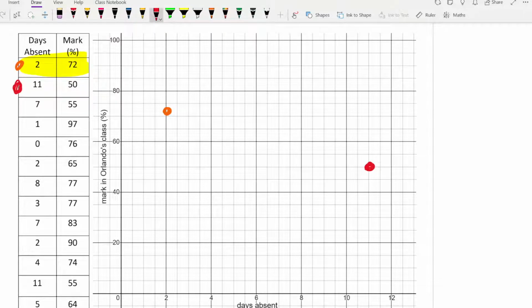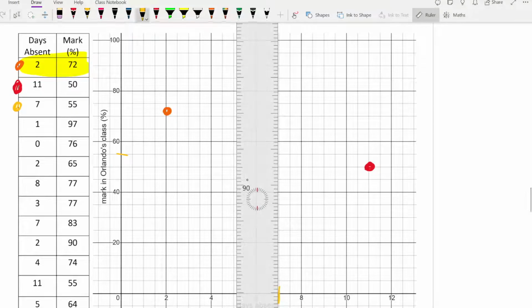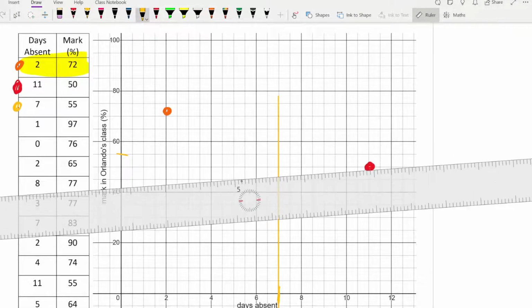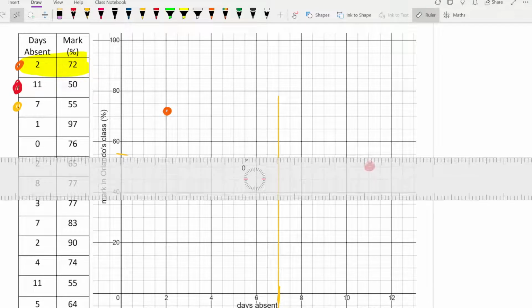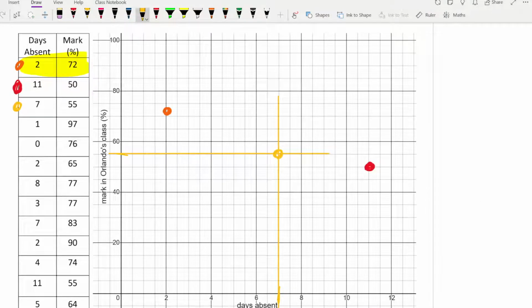We'll do 2 more just to show you. We had another kid who missed 7 days. So 7 would be there. And his mark was 55, which is better than 50, but still not the greatest mark I've ever given. That's okay. He was a lovely kid. I actually know exactly who that is. I was a big fan. But I think he probably could have got a better grade than 55 if he'd done his work.